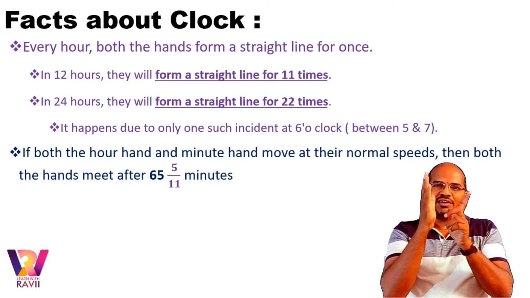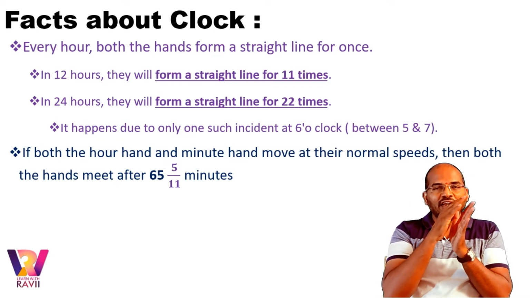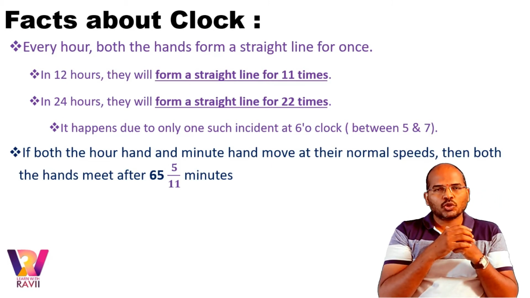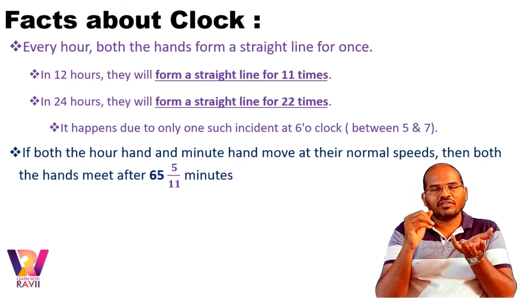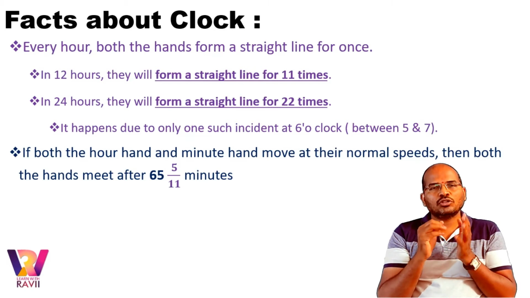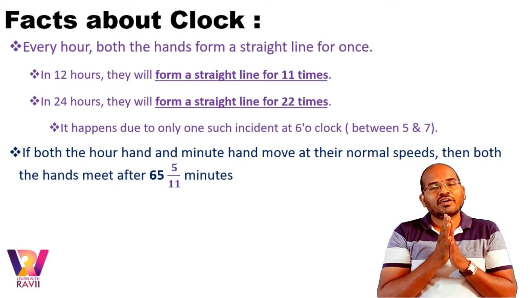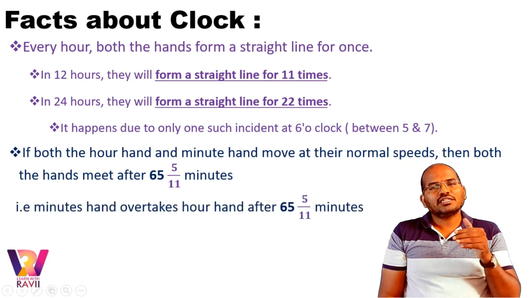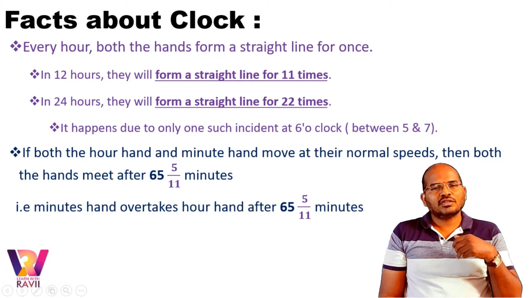Now if the minute hand starts moving again, it will coincide with the hour hand after 1 hour plus some minutes. We have already learned that it is 5 5/11. So 60 plus 5 5/11 is 65 5/11. So the minute hand and the hour hand will coincide after every 65 5/11 minutes. Please keep that point in mind. That is, the minute hand overtakes the hour hand after every 65 5/11 minutes.